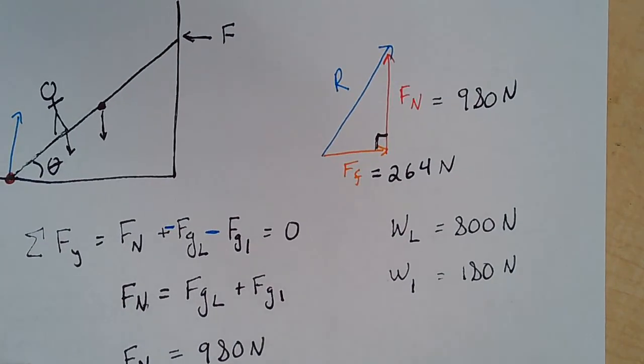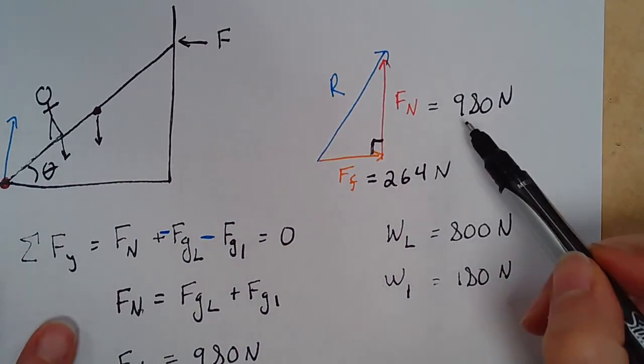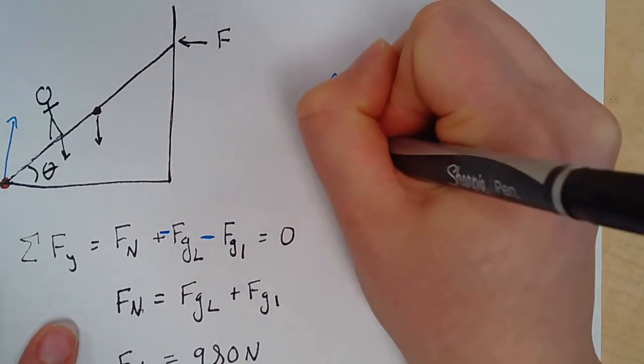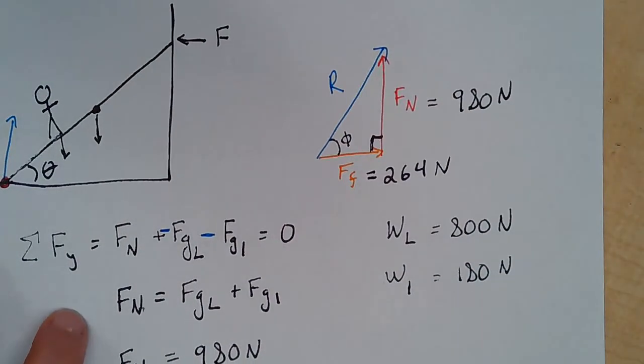So I leave the rest of this problem to you, the listener. You've got two sides of a triangle. Can you find the hypotenuse? And your new angle here. That will give you the final answer for what force does the ground exert on the ladder.